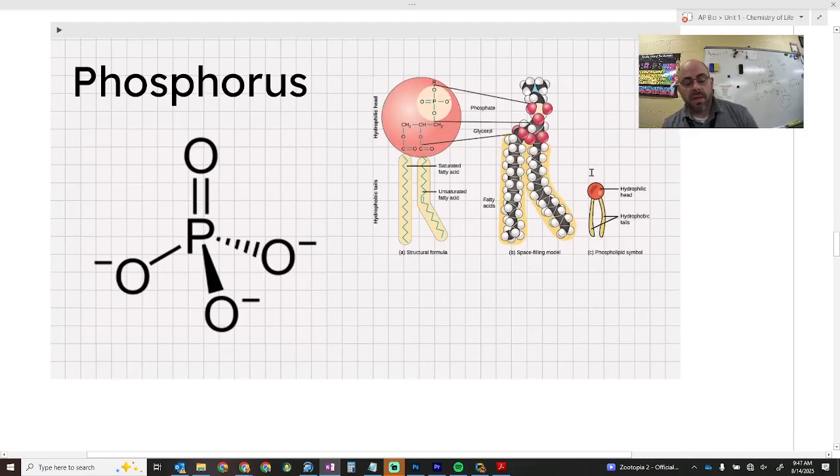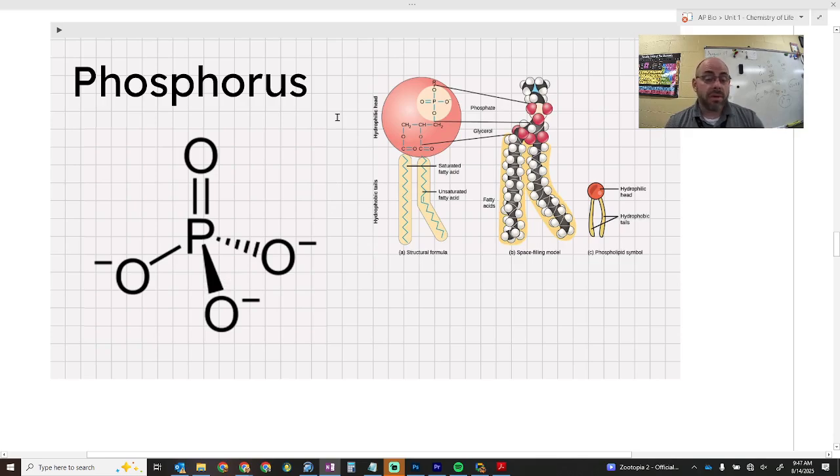Phosphorus is next. Phosphorus is an inorganic element, found in rocks and that sort of thing. And it's very important for a couple of cellular components. Here you have a phosphate group, a PO4. It's a very negative molecule. It's very important in the formation of DNA, nucleic acids. So phosphorus is found in nucleic acid.